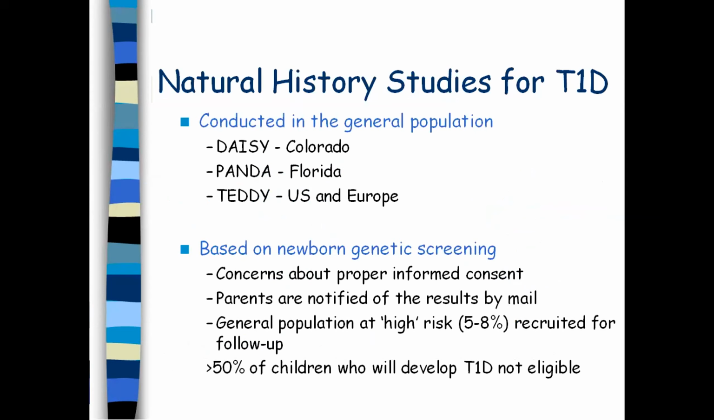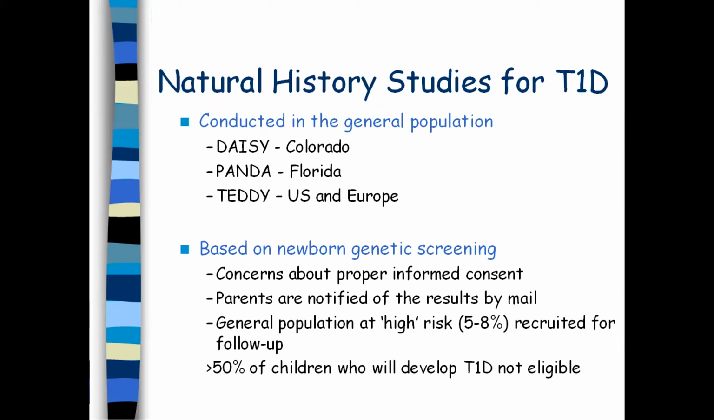So natural history studies for type 1 diabetes, which are conducted in the general population: Daisy, Colorado, then Panda, Florida, and Teddy, US and Europe. Based on newborn genetic screening, with proper informed consent, parents are notified of the result. The general population at high risk, that is 5 to 8%, is recruited for follow-up, and more than 50% of children who will develop type 1 diabetes will not be eligible.